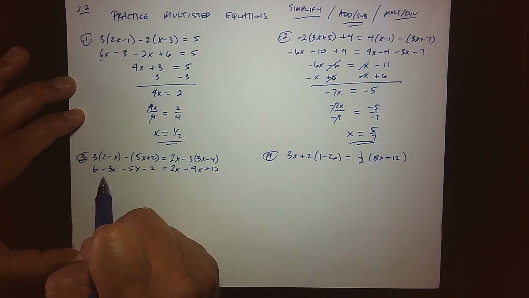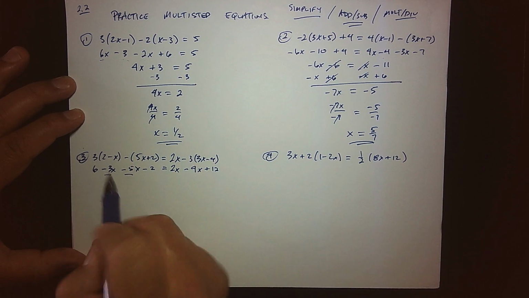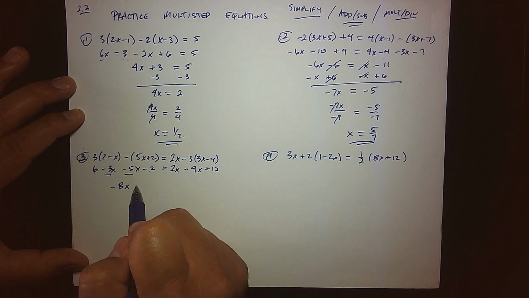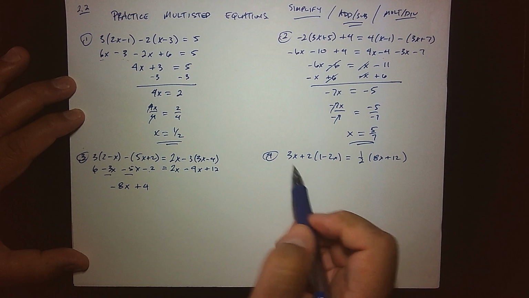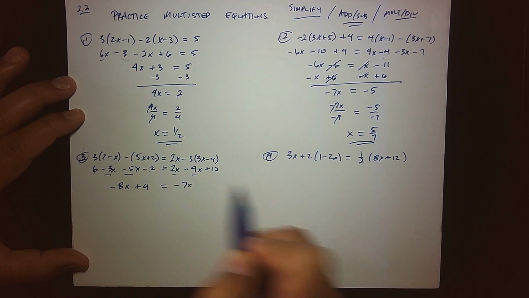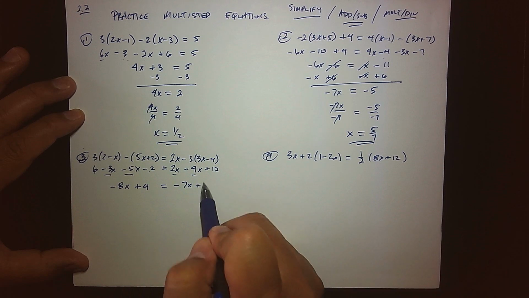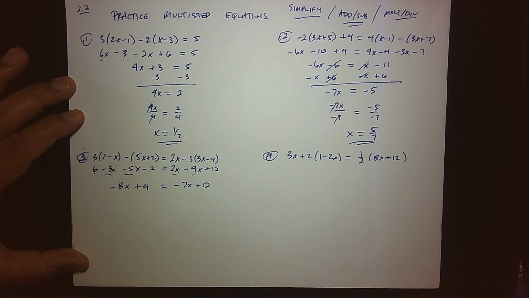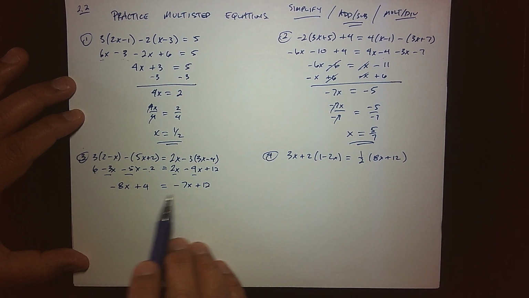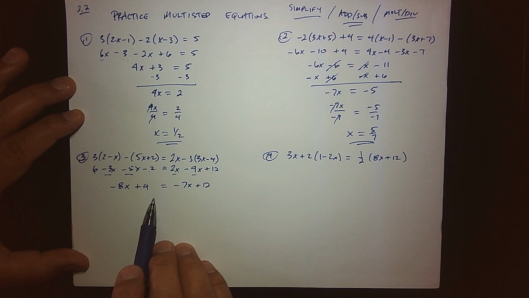And then combining like terms, these two terms are like. They combine up to a negative 8x. And then 6 minus 2, well, that combines up to a positive 4. On the other side, these two terms are like. They'll combine up to a negative 7x. And then we have plus 12. So we've now simplified both sides as much as we can go. There's no like terms. So now we start to move things around.